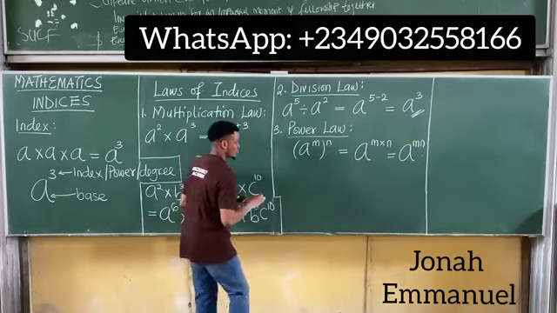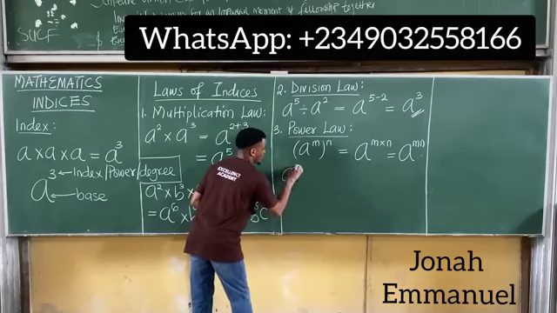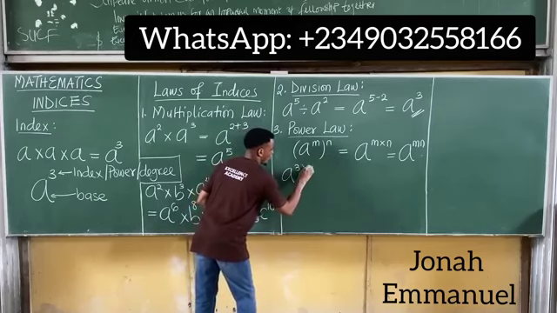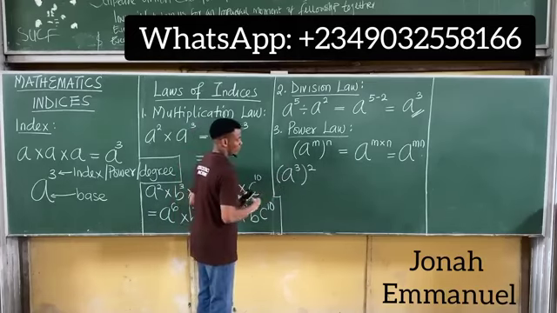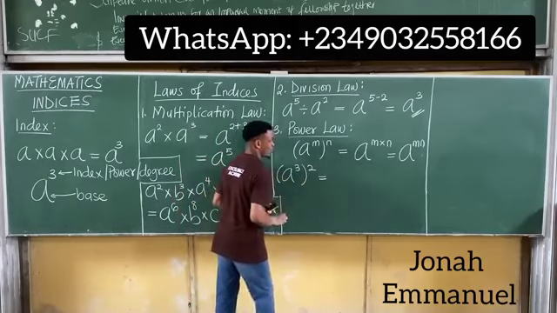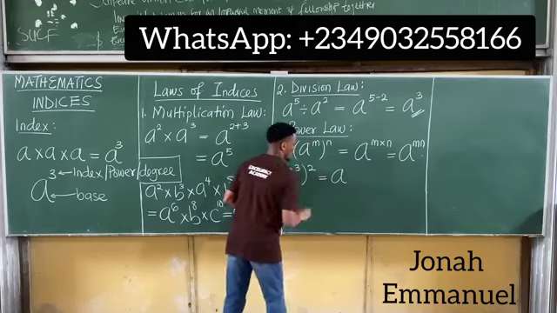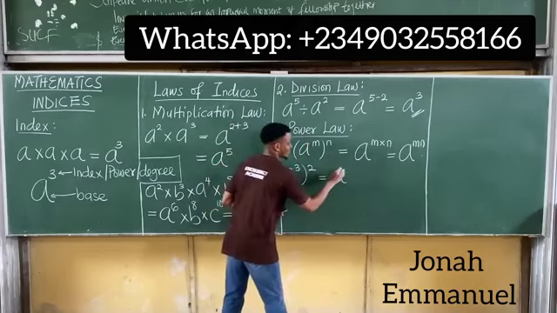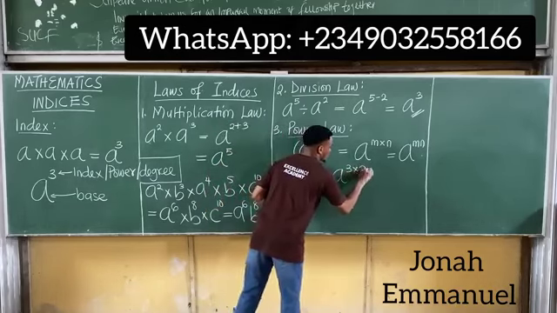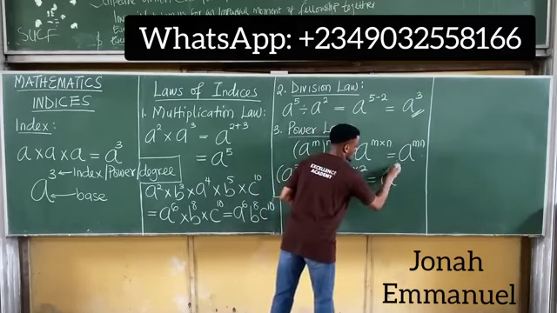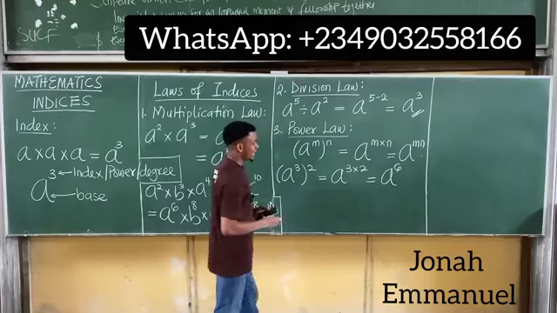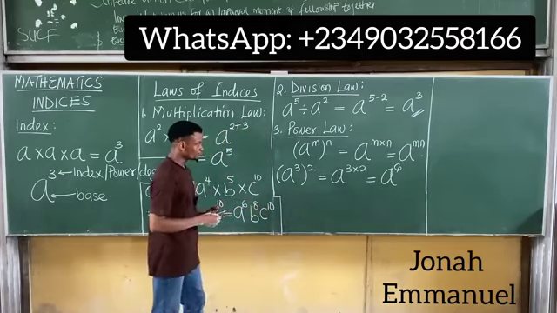Let me take an example. For example, I have A to power 3 all squared. From here, this is the power law. It will be equal to A to the power of this times this, 3 times 2, and that's equal to A to power 6. So this is an expression of the power law.